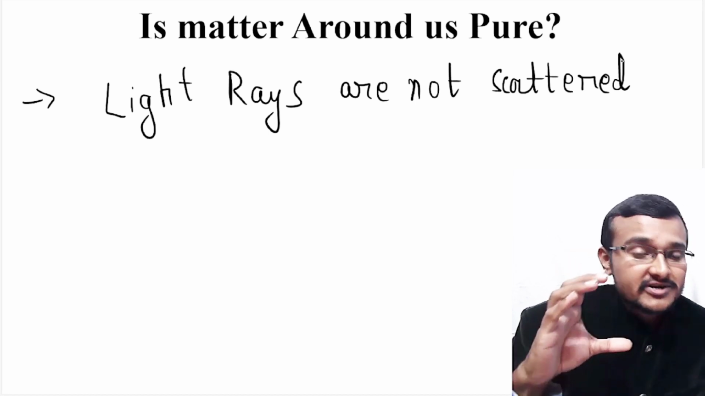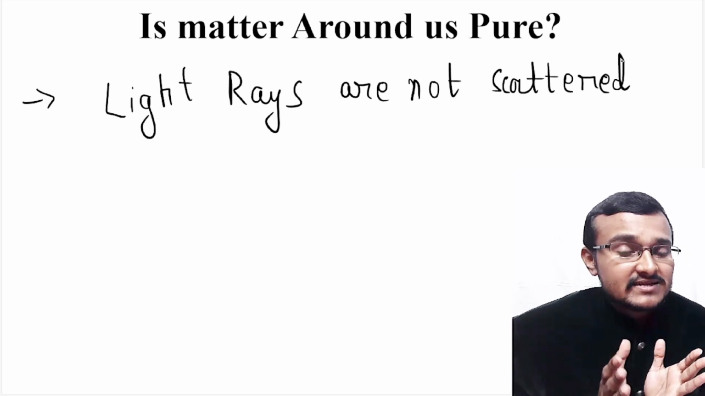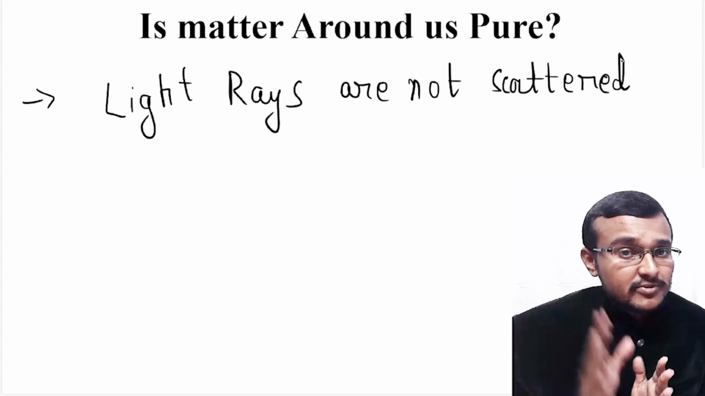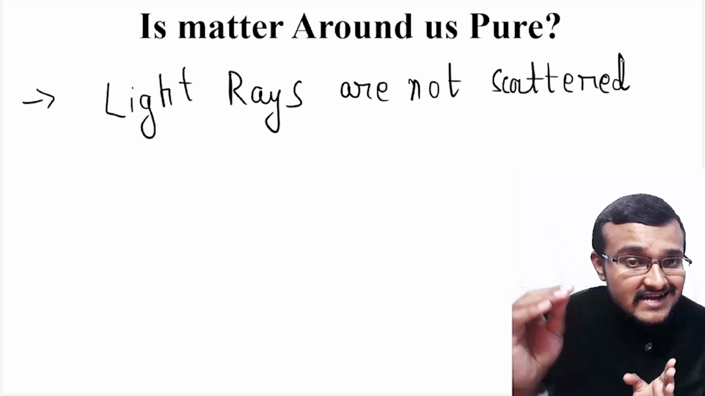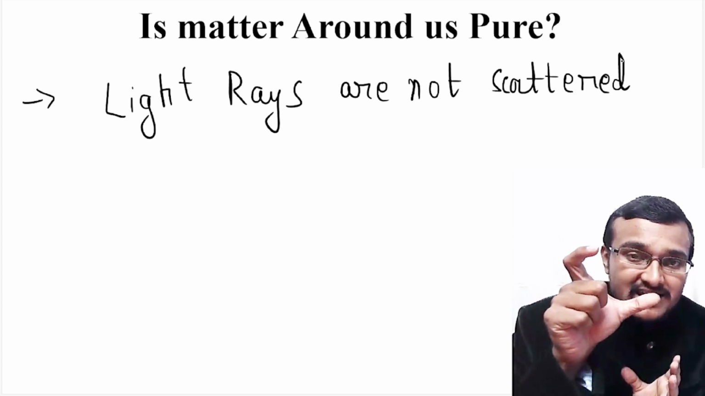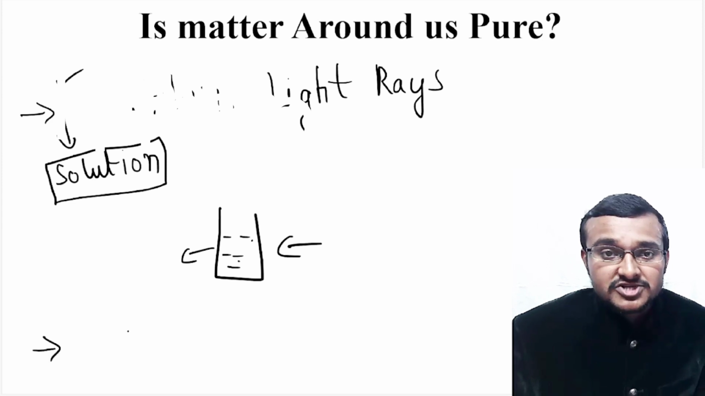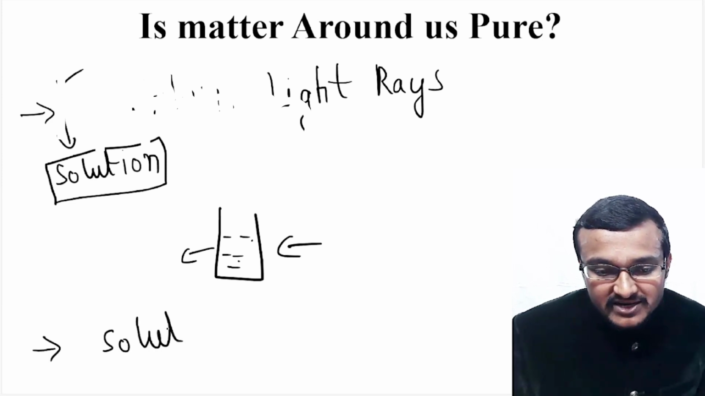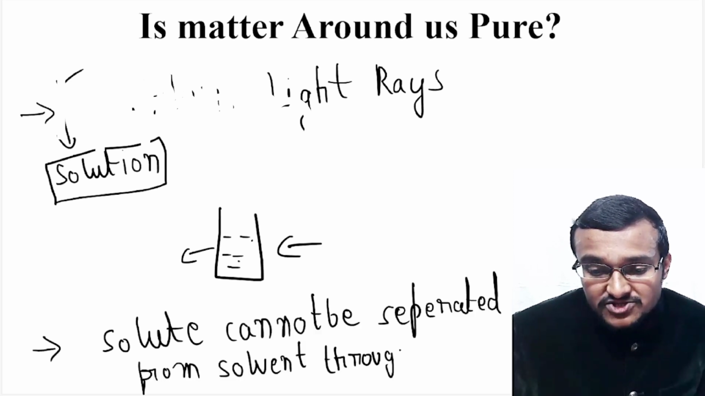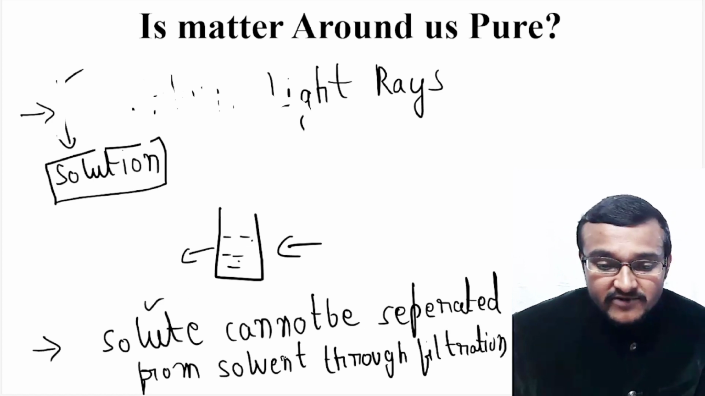Hence, the third property of solution is that light rays passing through the solution will not get scattered, making the path of light difficult to travel through that solution. So the third property of this solution is that light rays entering into the solution will not get scattered, hence the path of the light ray is not visible inside that solution. Coming to the next property of solution, solute cannot be separated from solvent through filtration. So if you are doing normal filtration, you cannot separate the solute from the solvent.